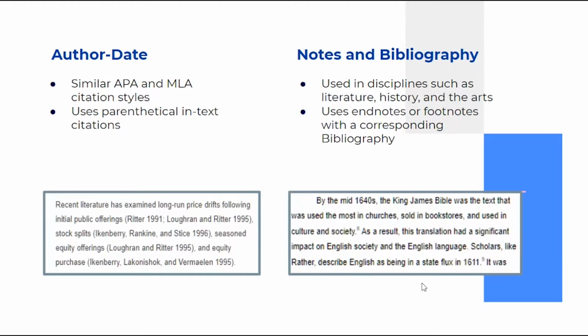As I mentioned before, notes and bibliography is much more common if someone's using Chicago, but I did want to explain that there are two different versions of Chicago, so that if you ever hear someone talking about author-date Chicago, you understand what they're saying.